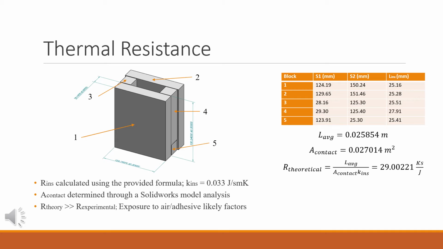To determine the feasibility, we compared that experimental value to a theoretical resistance determined by a provided equation. After measuring the 5 blocks comprising the insulating styrofoam piece, we tabulated the contact area and block thicknesses associated with the resistance. Using the known insulation thermal conductivity of 0.033 joules per second meter Kelvin, we found an R theoretical of 29 Kelvin seconds per joule. This large discrepancy, almost a factor greater, was likely due to imperfections in the material, exposure to the ambient air, and contact with an insulating adhesive.